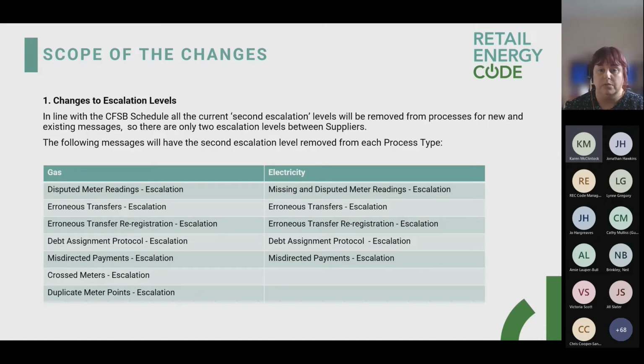So as John has said, there's going to be those 2 escalation levels. So the first one being the operational contact, and then the final, which is the contract manager. So what we've done on the screen there is listed all of the messages that are impacted, and those are all of the escalation messages. So that's covering disputed reads, the erroneous transfers, erroneous transfer re-registration. So that all of the processes at the moment that have those escalation levels within SDEP, that second level is being removed.